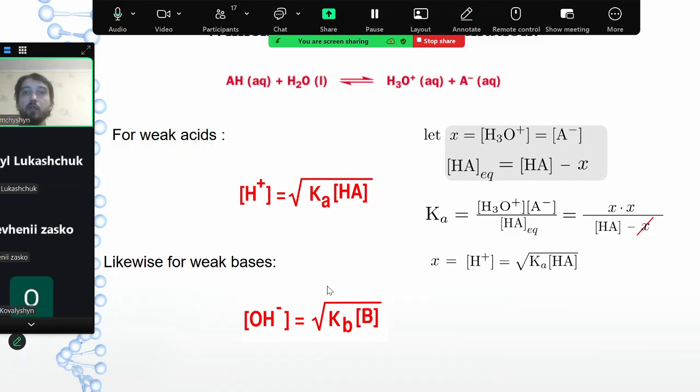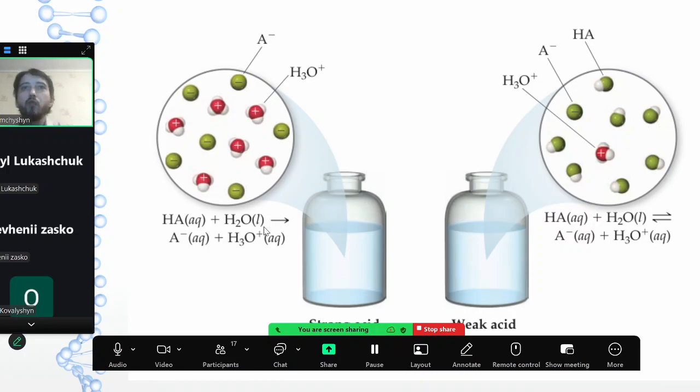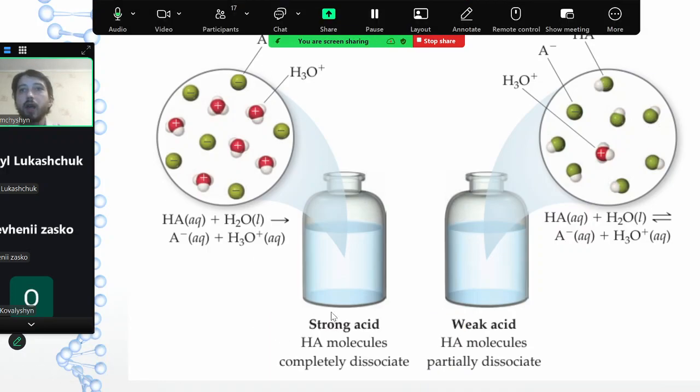The same thing can be written for bases, but here we use not Ka but Kb, because it's K for a base. Okay, so one more example. Here we have a strong acid and a weak acid, just to look at that. If we have a strong acid, it fully dissociates, and you see that we have just anions, A minus, and hydronium ions created by the reaction with water.